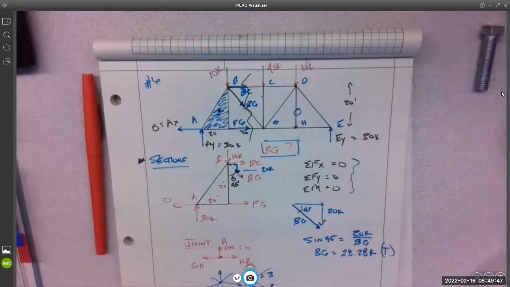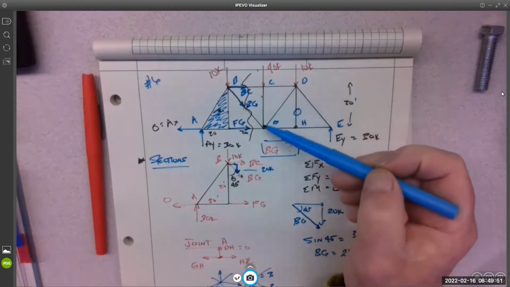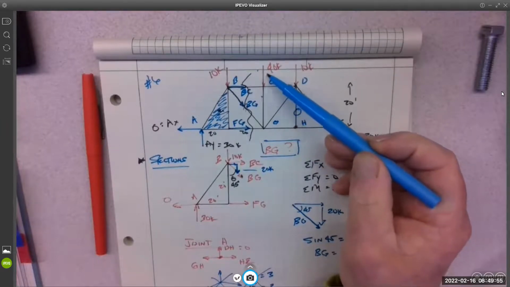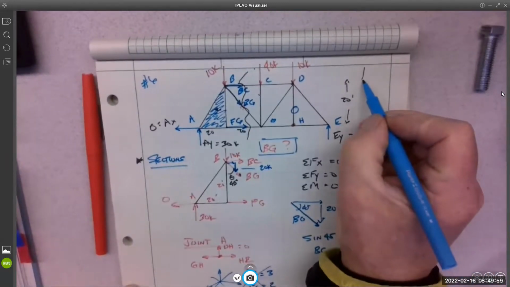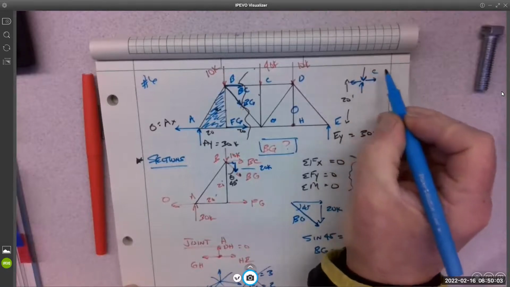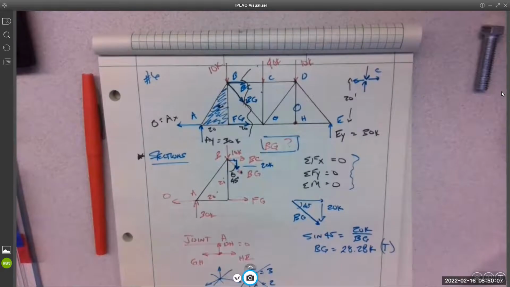It's clean. What about this one? What about CG? Not 0 because of the 40. If I drew C, it would look like this. This is joint C, right? 2 in each direction. I cannot identify a 0 force. Can't do it. So look for them because they're handy.